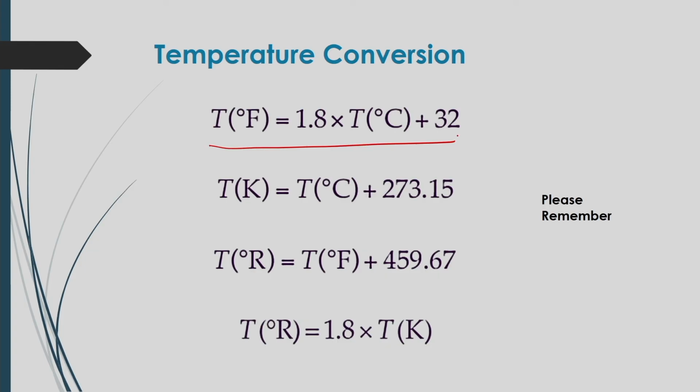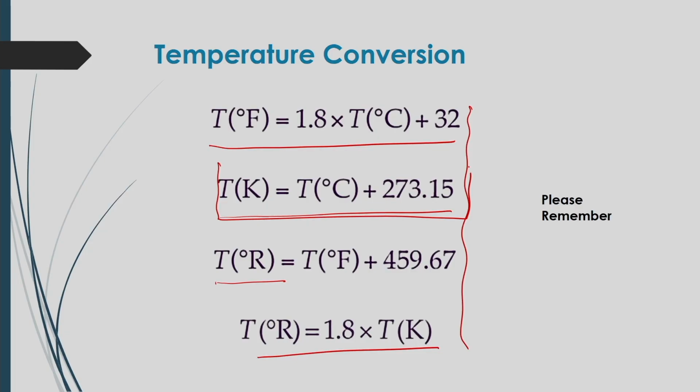So, please remember these conversion equations of temperature: from degree Fahrenheit to Celsius, temperature in Kelvin from Celsius, temperature from Fahrenheit to Rankine, and from Kelvin to Rankine. These equations will give you how to convert the temperature unit from one system to another. Basically, in the SI system you always have to use the Kelvin unit, and if any problem is given in terms of Celsius, then you have to convert it to Kelvin just by adding 273.15.